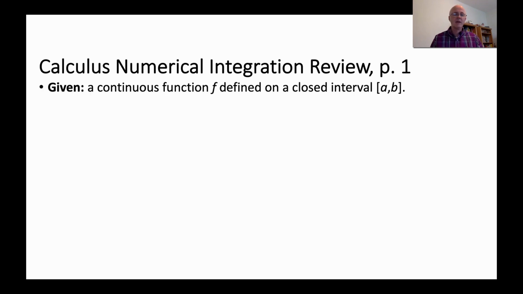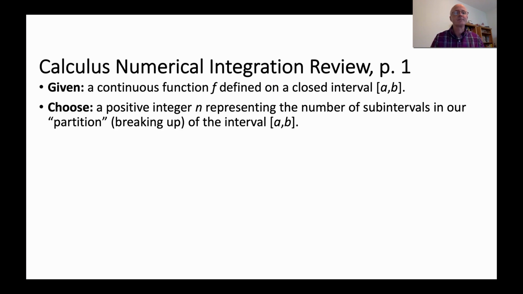What are we given? We're given a continuous function, f, defined in a closed interval. Now, actually, you can relax this condition of continuity. You could say it has finitely many discontinuities, for example, that are jump discontinuities. That would be okay. But let's keep things simple. Assume it's continuous over the interval. It's got a nice graph that, in fact, also has maximum and minimum values as well. Then you choose a positive integer n, 1, 2, 3, 4, 5, 6, etc. That's going to represent the number of subintervals in our partition, our breaking up of the entire big interval from a to b.